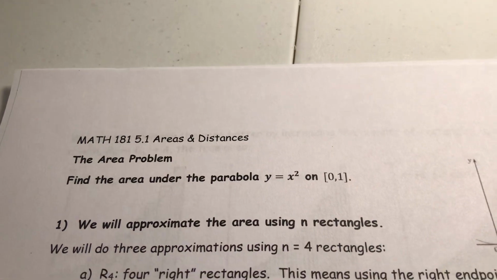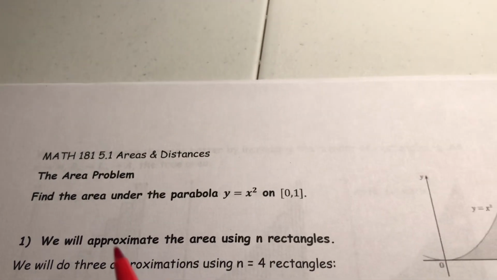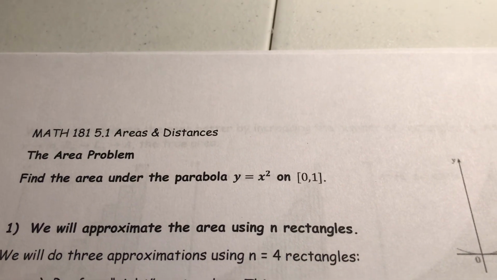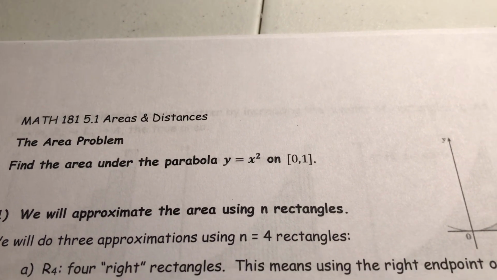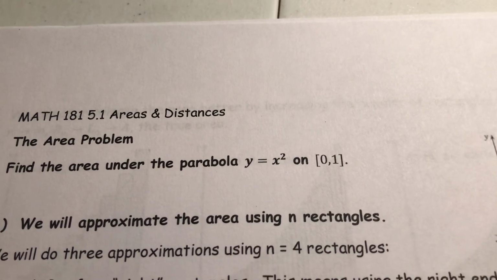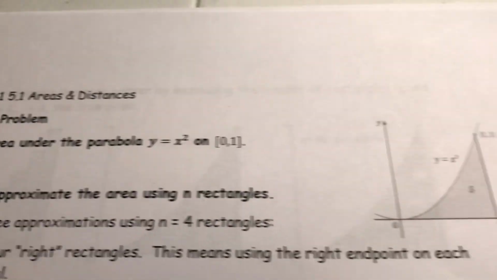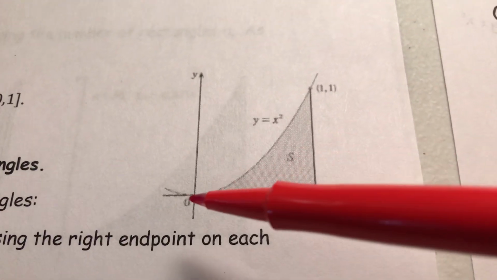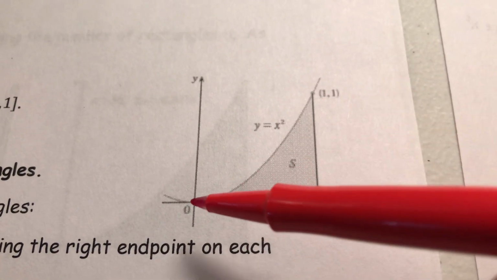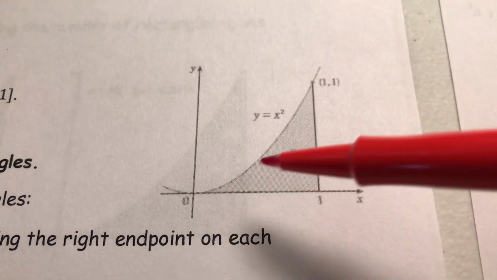I'm starting chapter 5, and one of the topics in chapter 5 is an area problem. It's a classic problem: how to find areas of non-flat shapes. We're going to be finding the area under a parabola, for example. We're looking at the parabola y equals x squared on the interval from 0 to 1, and we want to know this area. How do you calculate it?